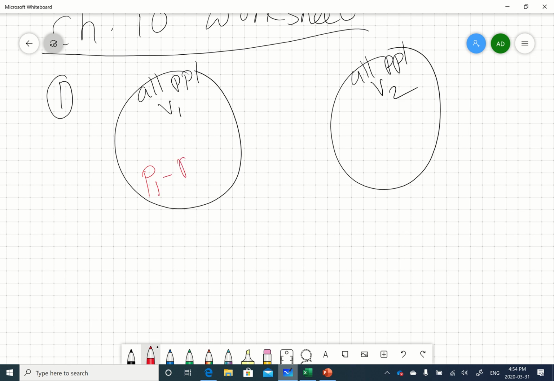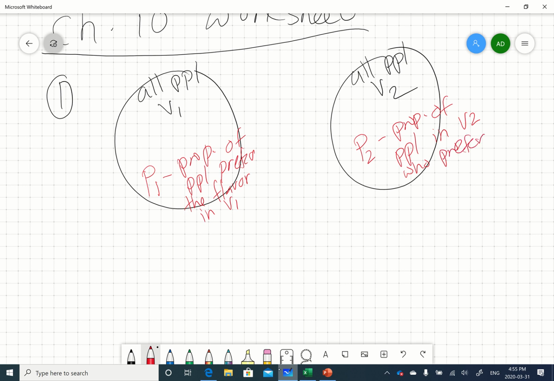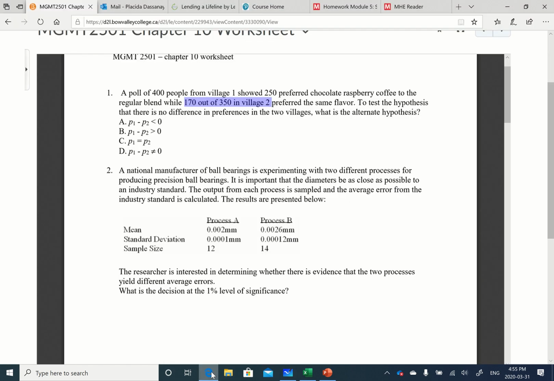P1 is the proportion of people who prefer the flavor in village 1, and P2 is the proportion of people in village 2 who prefer the flavor. So we are comparing these two population proportions. So what's the comparison? We have P1 on one side, we have P2 on the other side. How does the comparison go?